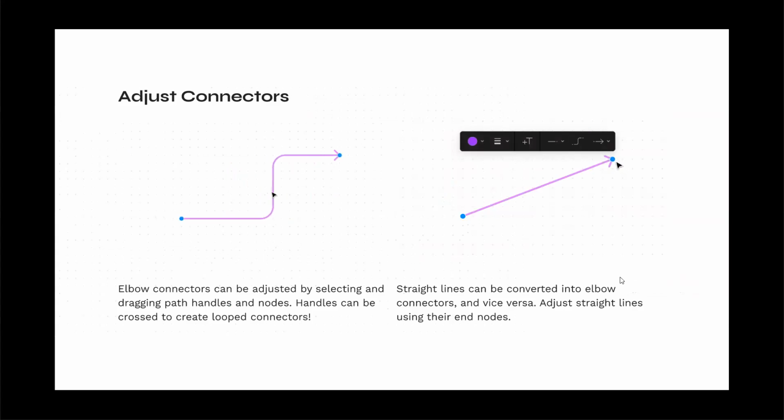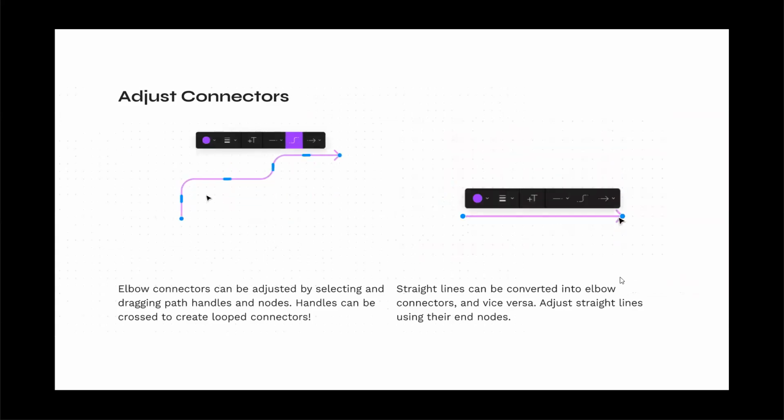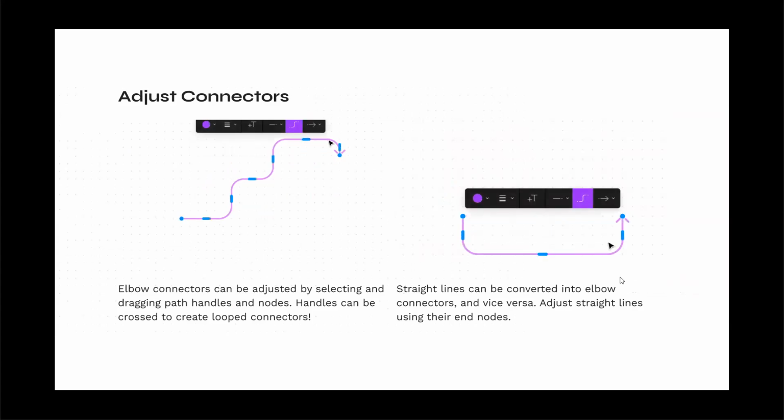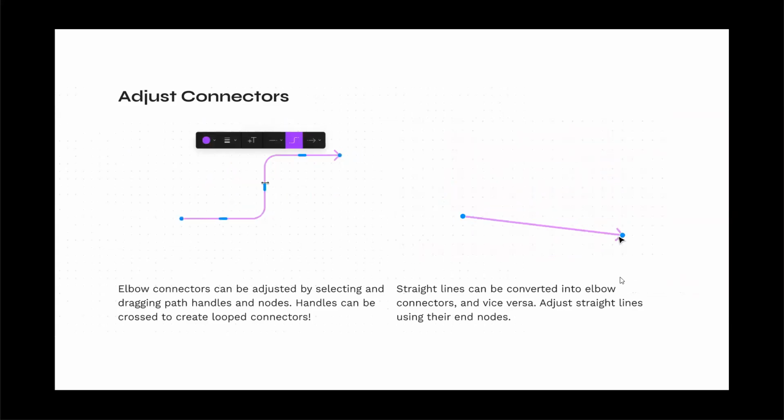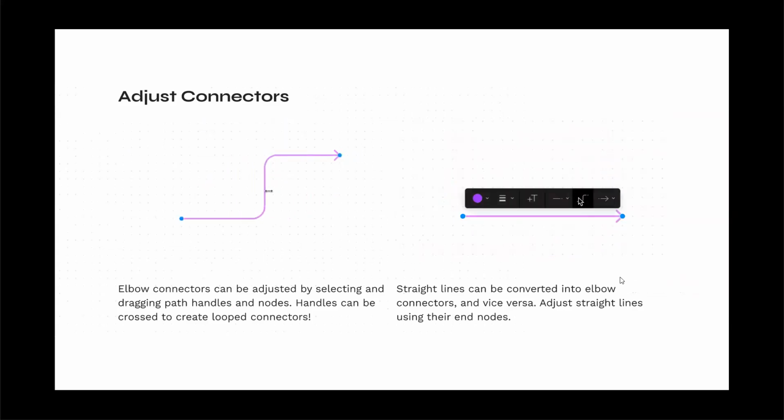So elbow connectors can be adjusted by selecting and dragging path handles and nodes. Handles can be crossed to create looped connectors. And straight lines can be converted into elbow connectors and vice versa. You can adjust straight lines using their end nodes.